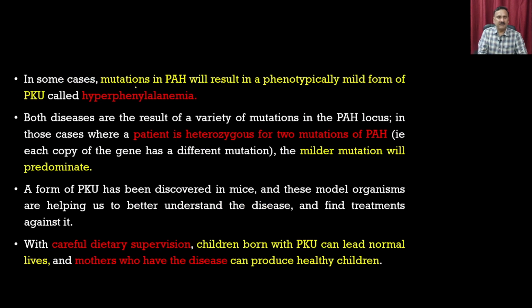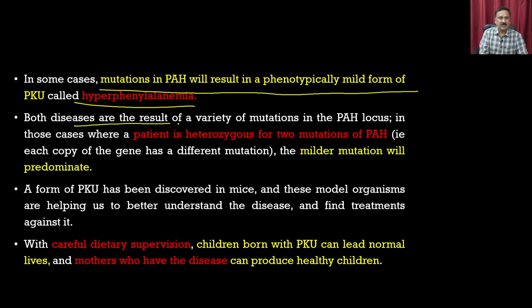So in some cases, mutations in this particular gene result in a mild form of phenylketonuria, which is called hyperphenylalaninemia, right? Both diseases are the result of a variety of mutations at the PAH locus, in cases where a patient is heterozygous for two mutations of the PAH.